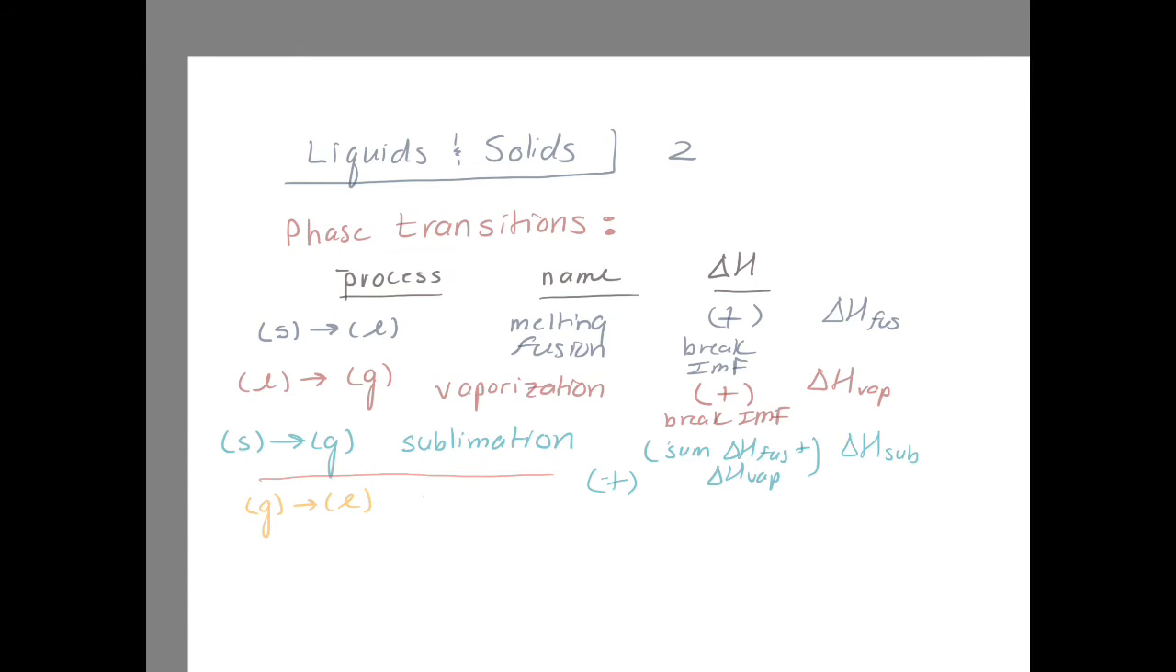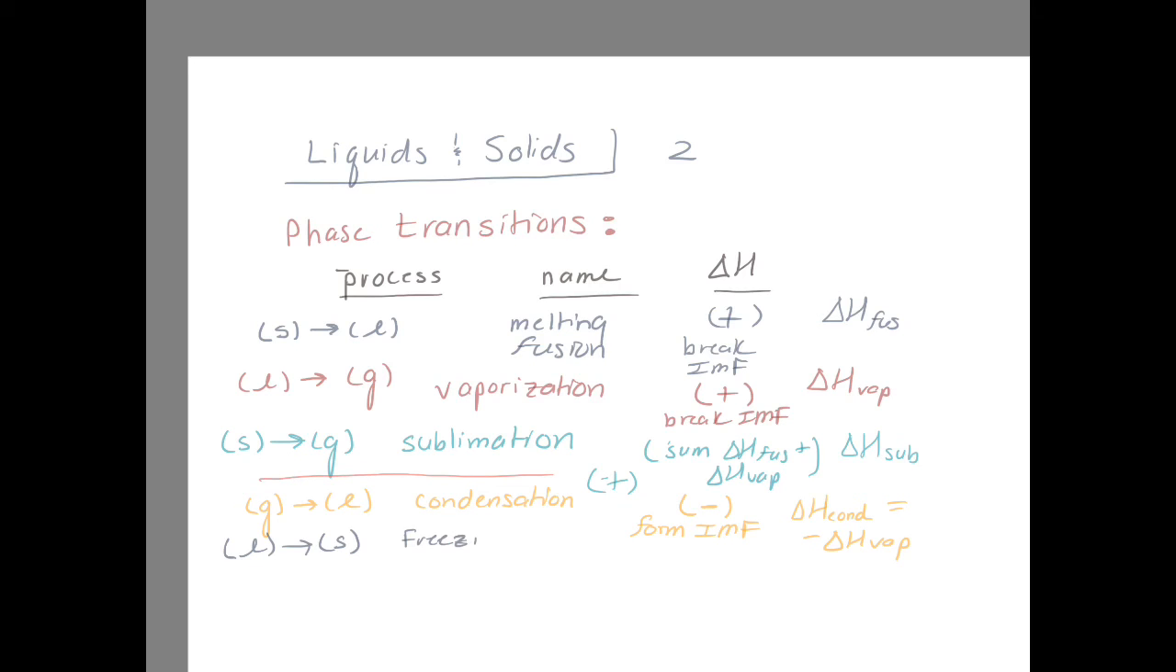The reverse processes, going from a gas to a liquid, is condensation. Think of dew droplets on a leaf. The sign is negative because we're forming intermolecular forces. That's more stable, energy is released. And the sign is opposite of that of delta H vap.